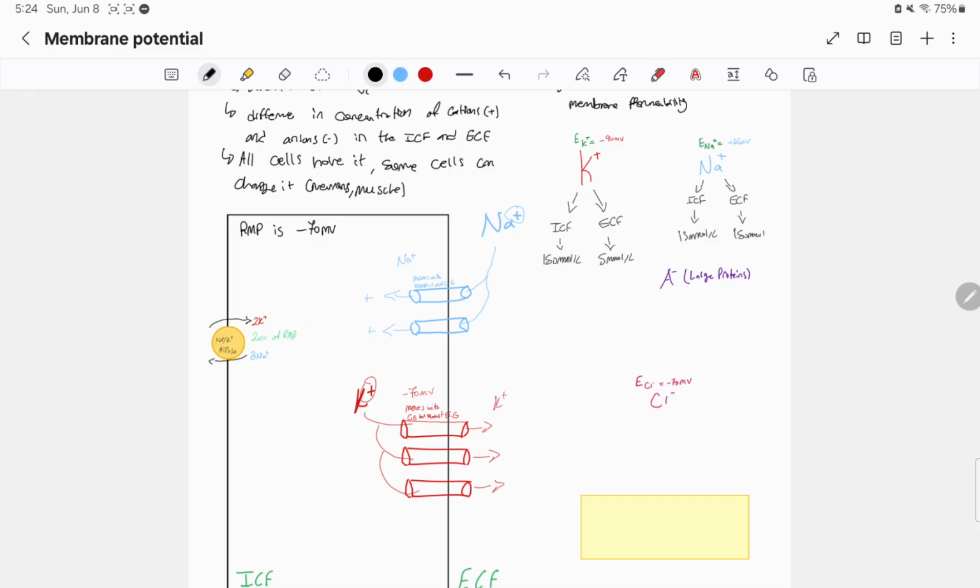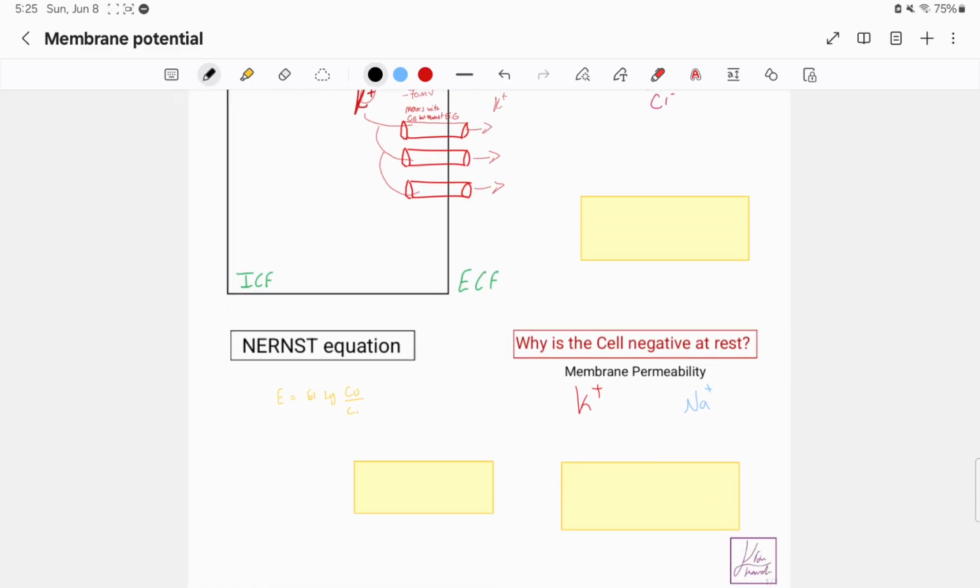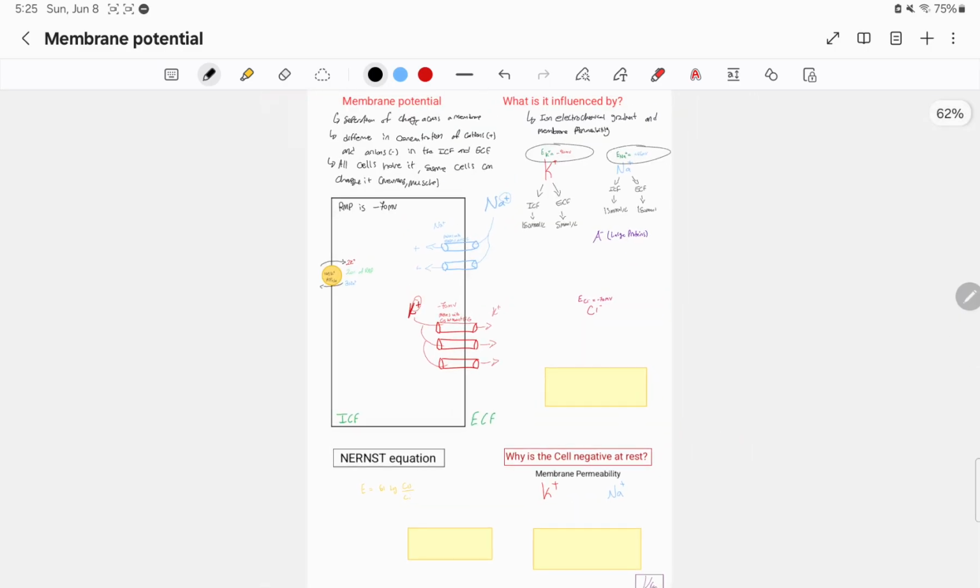Now, here's the other thing that's really important. If this is truly negative 90 and this is truly positive 65, why is it that the resting membrane potential is negative 70? Why isn't it somewhere in the middle of these two? And why is it much closer to potassium's equilibrium potential? I will answer this very easily. Why is the cell negative at rest? Why is it closer to the potassium equilibrium potential than it is to sodium's? Such an easy question to answer.